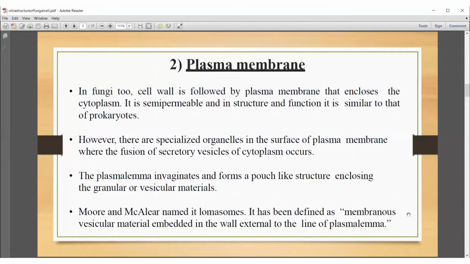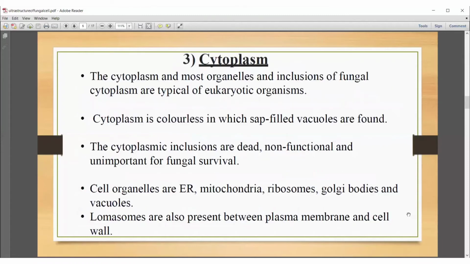It has been defined as membranous vesicular material embedded in the wall external to the line of the plasma lamina. Next is the cytoplasm. The organelles and inclusions of fungal cytoplasm are typical of eukaryotic organisms.